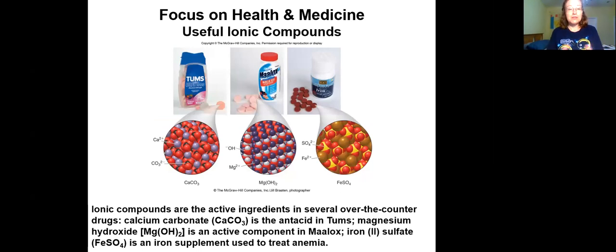The health and medicine piece for this: ionic compounds are the active ingredients in several over-the-counter drugs. Calcium carbonate is the antacid in Tums. Magnesium hydroxide is an active component in Maalox. Iron Roman numeral 2, so again, you don't have to write that, but I'm telling you which iron ion it is. Iron(II) sulfate, FeSO4, is an iron supplement used to treat anemia.